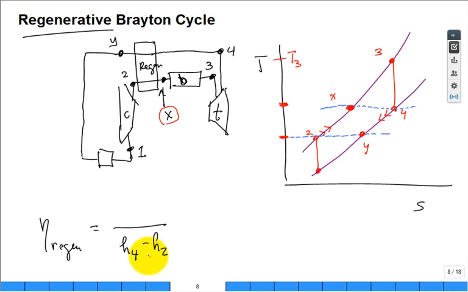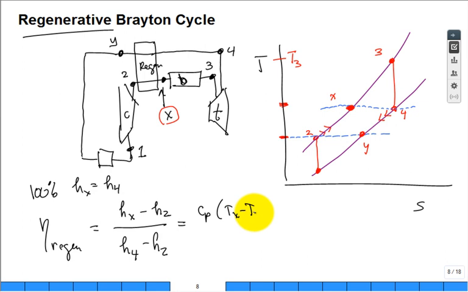And then you're just going to focus on maybe HX is greater than H2. This is the actual increase. So if the regenerator effectiveness is 100%, guess what HX is equal to? H4. Now, this is the general term in terms of enthalpy, but if it's constant specific heats, isn't that just TX minus T2 divided by C sub P T4 minus T2? So when you're working with constant specific heats, it turns into a ratio of temperatures, or a ratio of temperature differences.